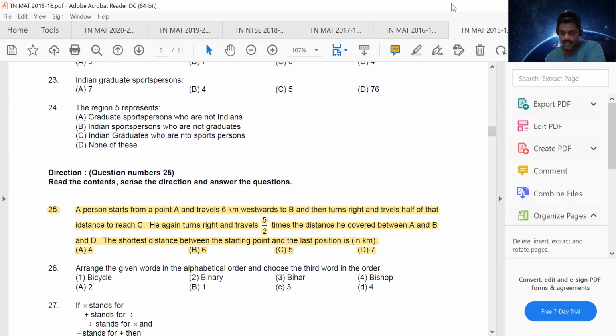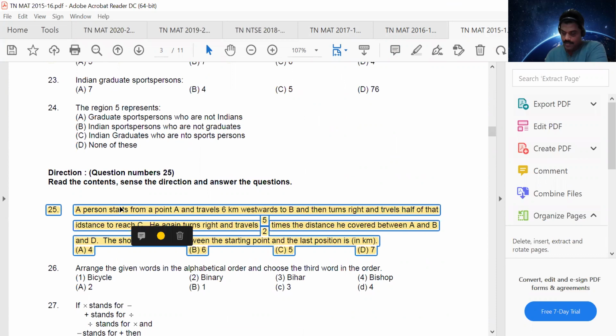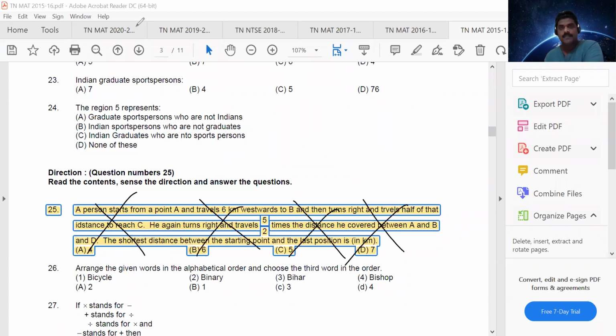Question number 25 over here. This is wrong. This question has a mistake. So we need not refer to this. That is out of contention. Right. Moving on.